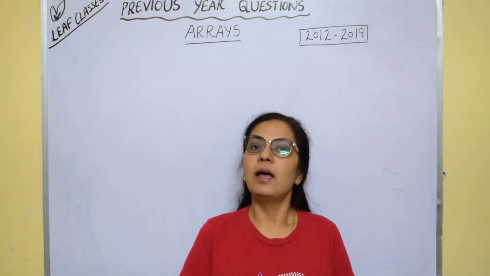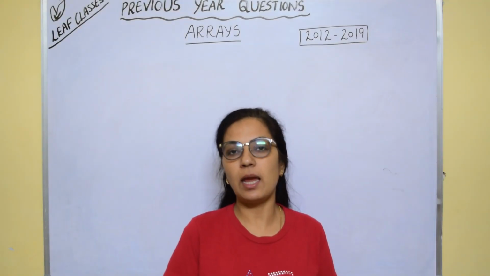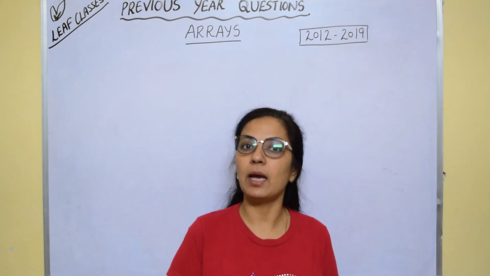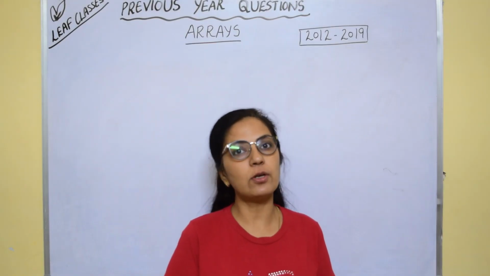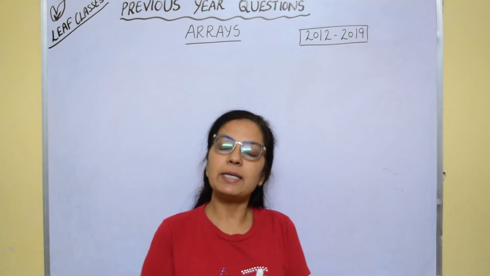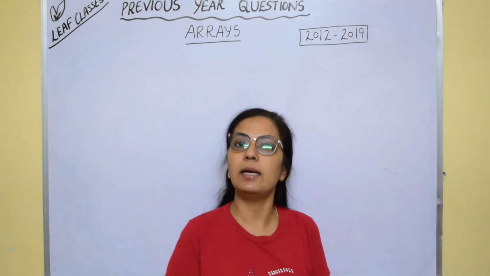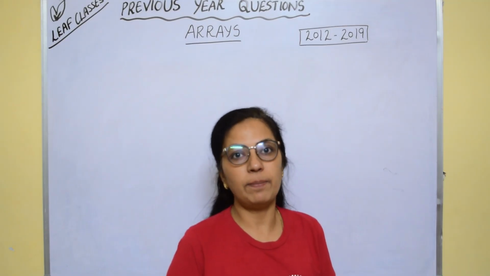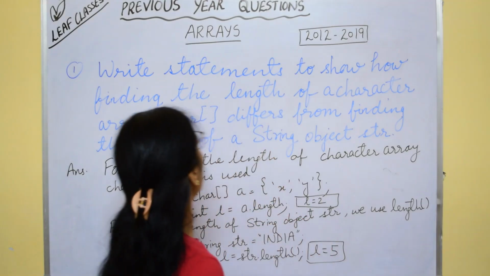Okay. From the topic arrays, around 2 to 4 marks questions comes in section A and one question of 15 marks comes in section B. Today we will be taking few questions of section A and 2-3 questions of section B from the year 2012 to 2019. But all the questions of these years of this topic are there in the PDF, for which the description box contains the PDF link. So let's start. Let's take the first question.